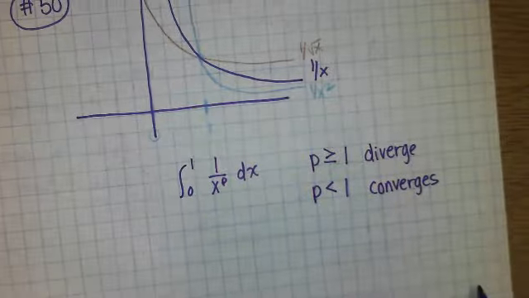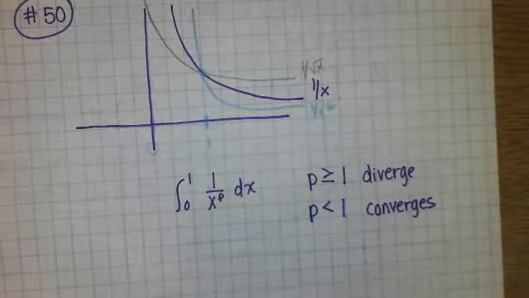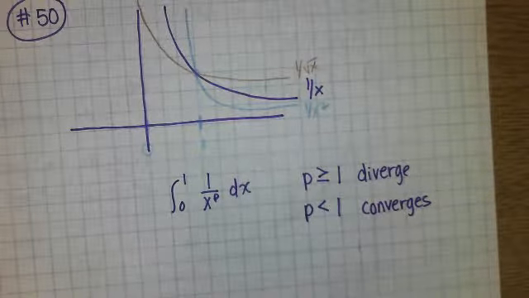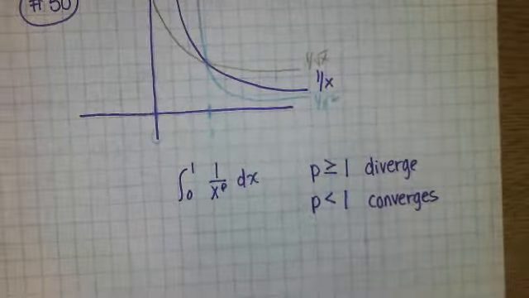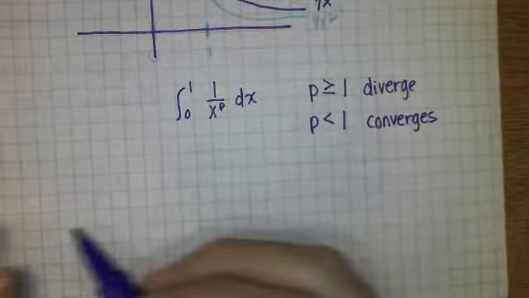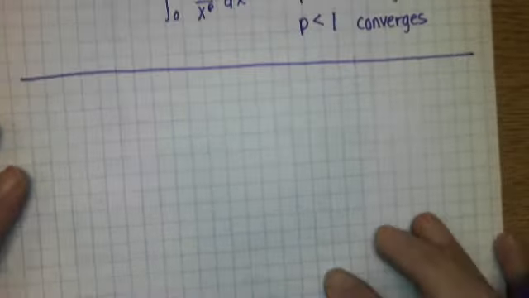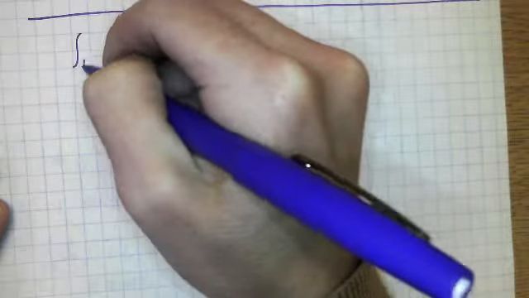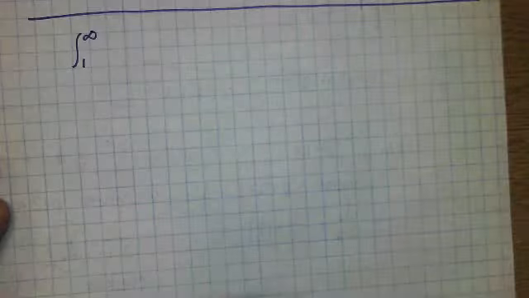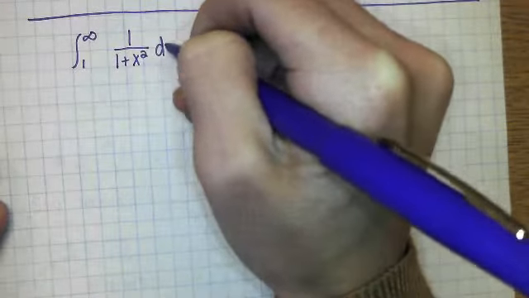So this is kind of the opposite of what occurred in number 49, but again, it's a nice time saver because we could see that. The last thing that could really be a nice time saver for us is not so much if it exactly equals, but if we could guess if it's close enough. So for example, the integral from 1 to infinity of 1 over 1 plus x squared dx.